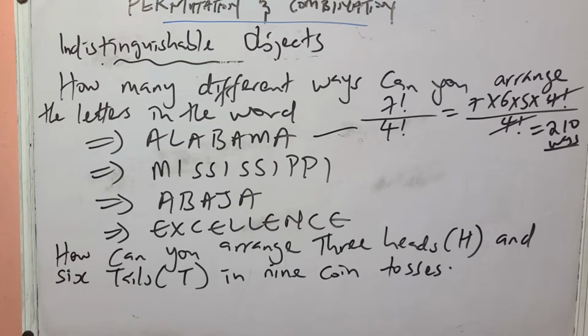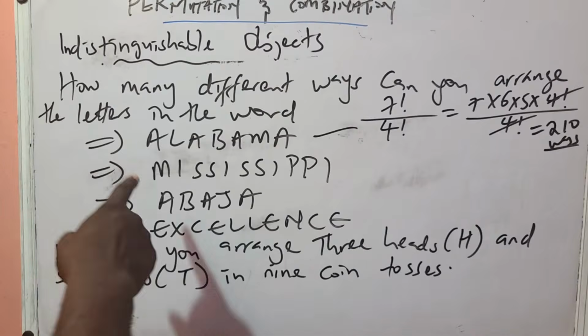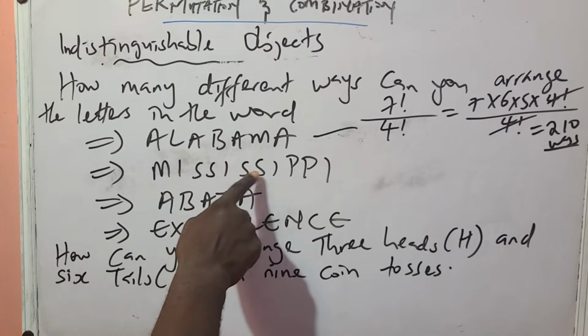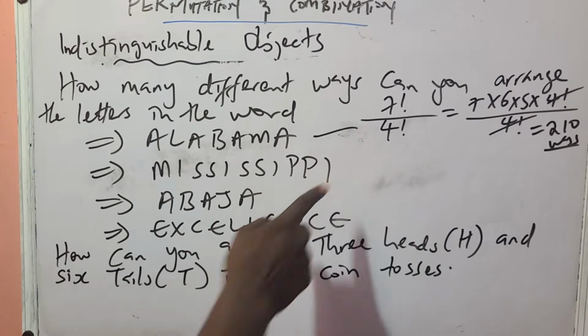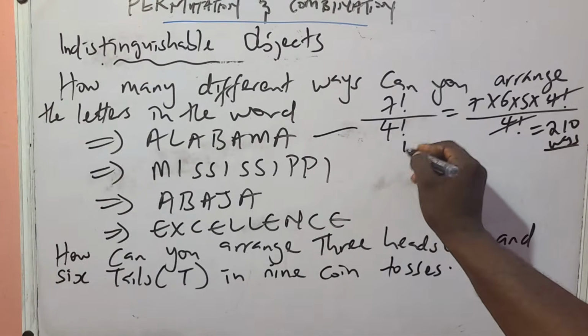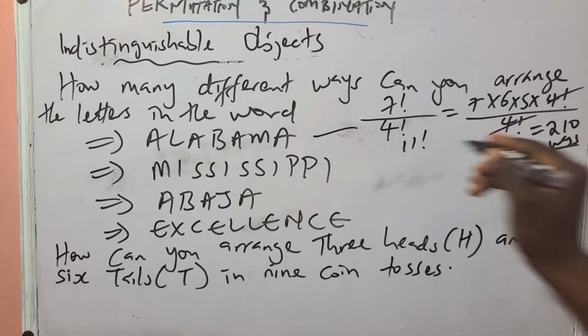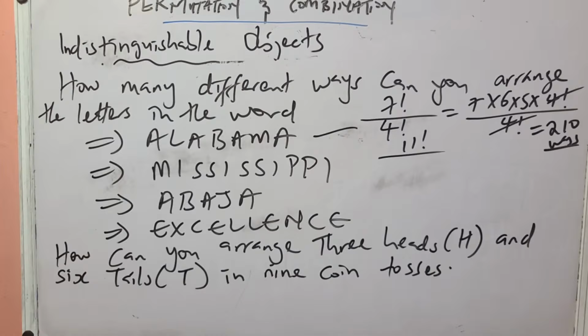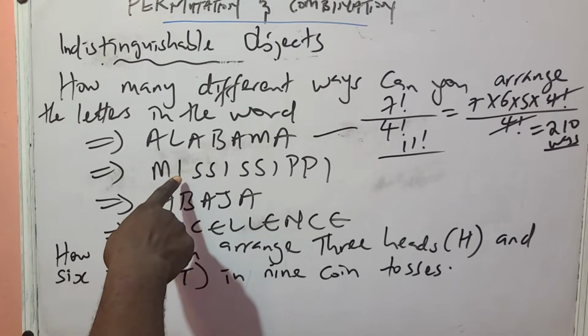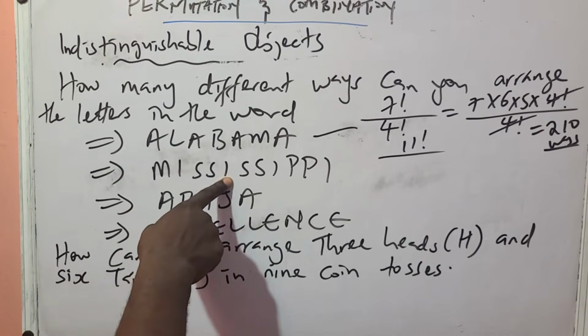Now we have Mississippi. So how do we do for Mississippi? What you have to do again is to count each of the objects that are present. 1, 2, 3, 4, 5, 6, 7, 8, 9, 10, 11. That's 11 objects, but not all of them are different. So we have 11 factorial. We cannot just leave it that way because we have some indistinguishable objects there. So we go on to identify all the indistinguishable objects.